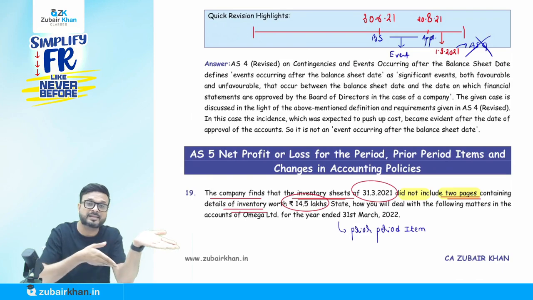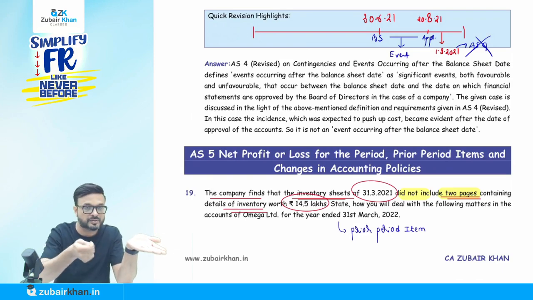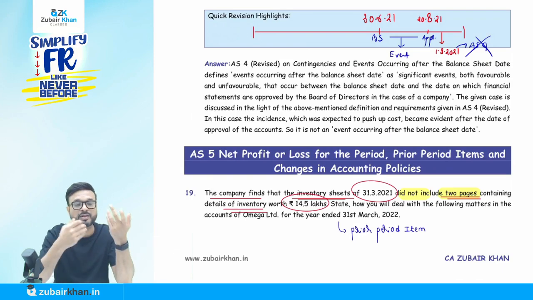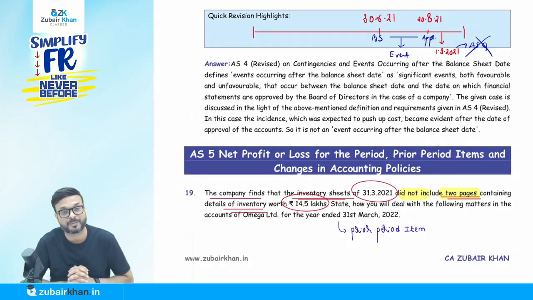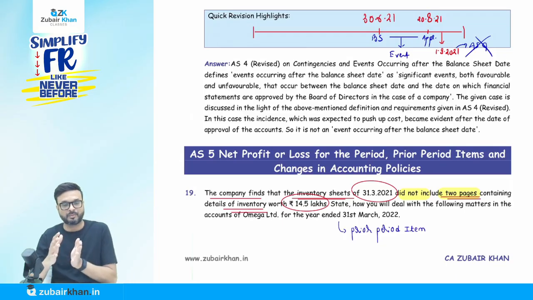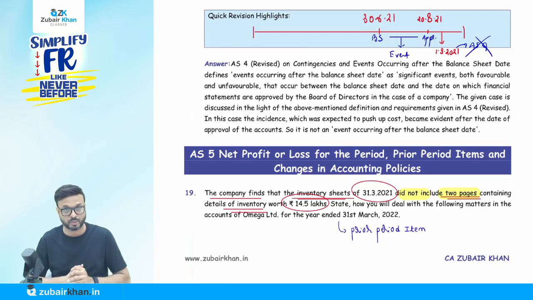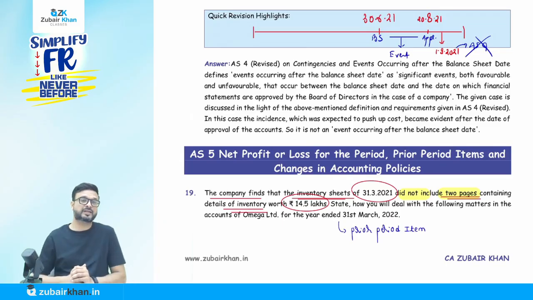Why? Because we have made a certain error. When counting, the 2 pages were missing from the inventory, so we have not considered them, and the value given is 14.5 lakhs. It's a prior period item. How to show a prior period item? First, you have to explain what you mean by prior period item and how to show it: separately disclosed in a manner that the impact on the current year profit or loss can be seen.